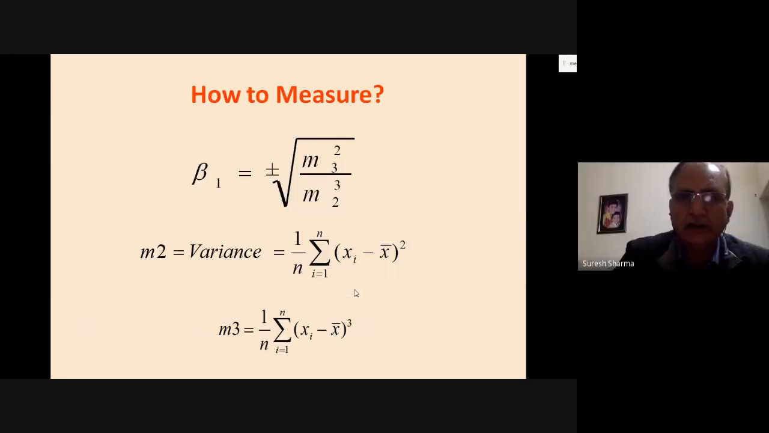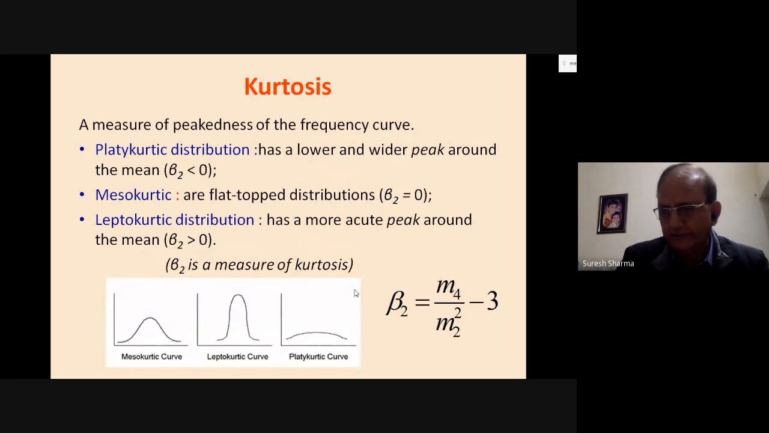Okay. Now the last part is called kurtosis. Then we will move on to SPSS. What do you mean by kurtosis? There are three figures here. Look at figure 1, figure 2, figure 3. Now, if you drop a line from the center in figure 1, the areas on the left and right are the same.